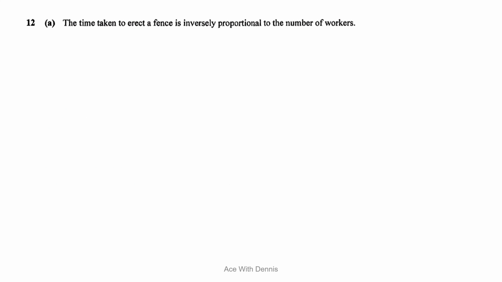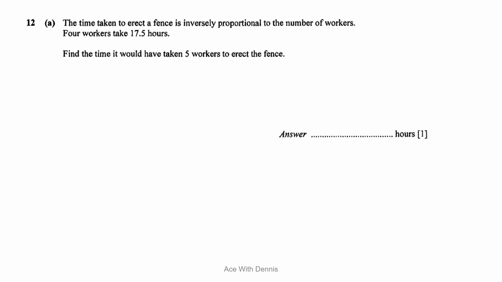Question 12. A. The time taken to erect a fence is inversely proportional to the number of workers. 4 workers take 17.5 hours. Find the time it would have taken 5 workers to erect the fence. 1 mark.